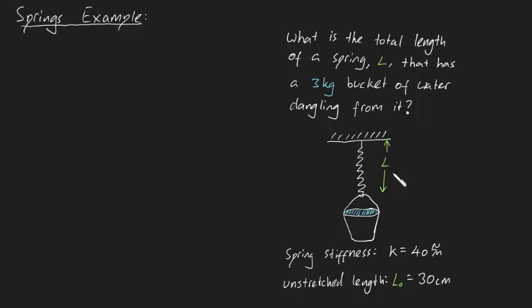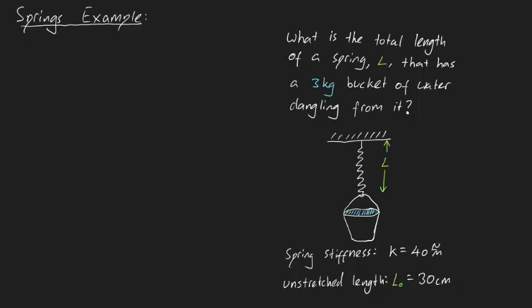Now, in order to solve this problem, we'll need to know some properties of this spring. Fortunately, they're given to us. We know that the spring stiffness is K, which is 40 newtons per meter, and we also know that the unstretched length of our spring, L0, is 30 centimeters.